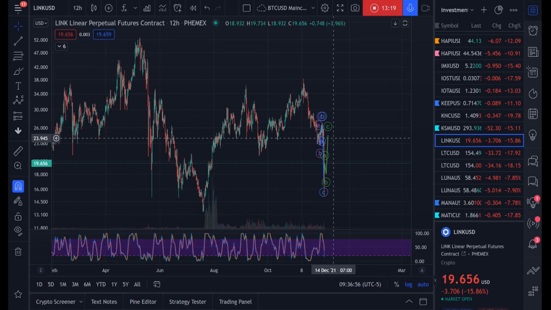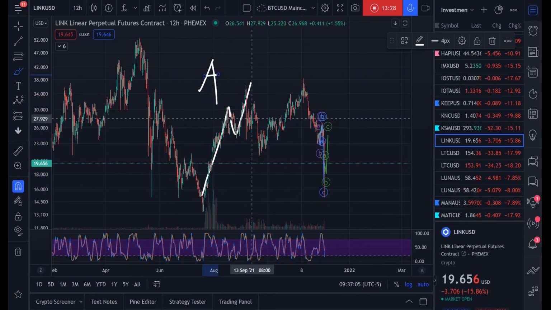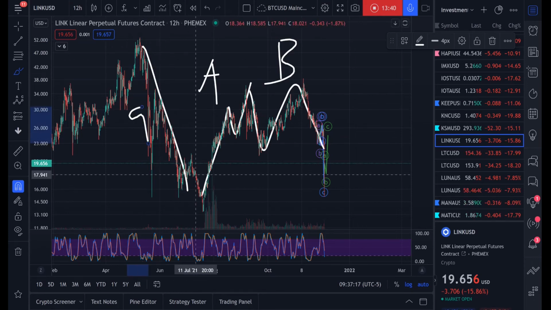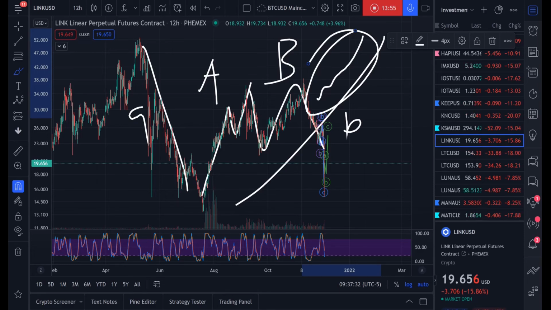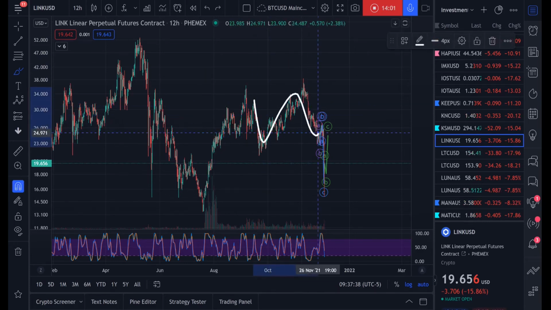For those of you who can't tell, I'm gonna just draw it really quickly. A wave, B wave, and we know that if this is a larger degree A wave, right? Let's just call it small a. This is the larger degree A wave. This is the larger degree B wave. We know that this has to finish out. This is why we're trading Link, because it's in an impulsive mode. It's going to be in an impulsive mode. And so we're looking for reversal at the bottom of this B wave, right?